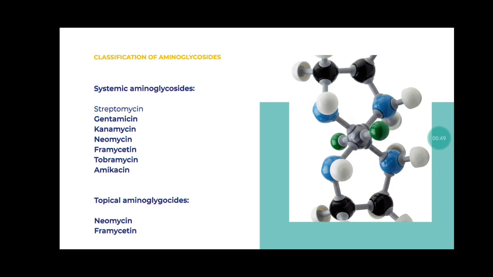Aminoglycosides are primarily classified into systemic and topical antibiotics. Systemic aminoglycosides include streptomycin, gentamicin, kanamycin, neomycin, framycetin, tobramycin, amikacin, and topical aminoglycosides include neomycin and framycetin.